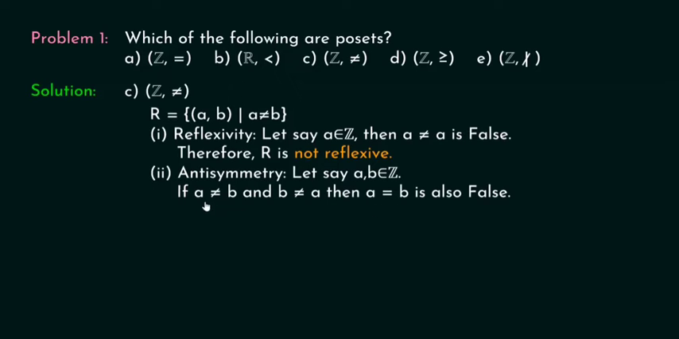In the first place, we are saying that a is not equal to b. Therefore, this cannot be true. Hence, antisymmetry is not satisfied. Therefore, R is not antisymmetric. This is very clear. Now let's check transitivity.